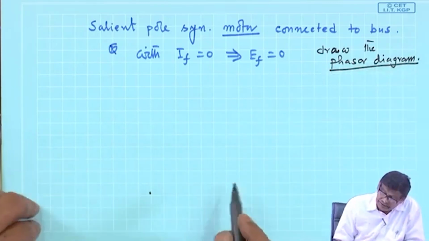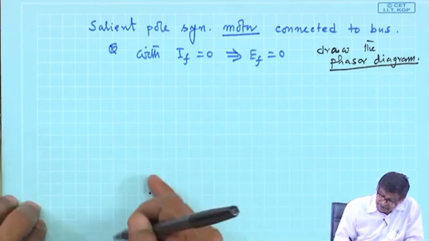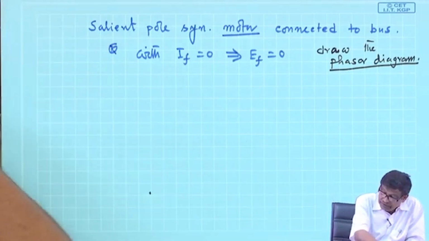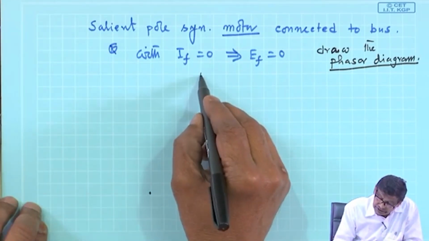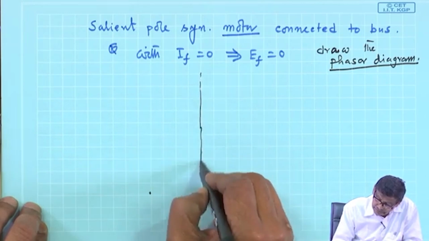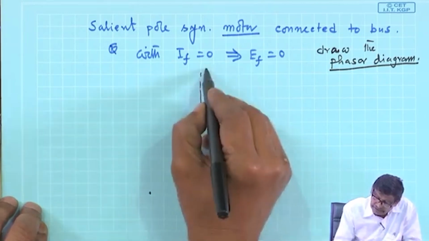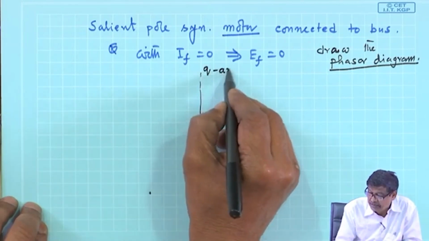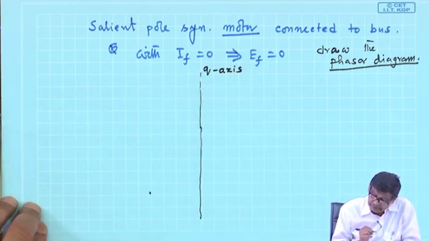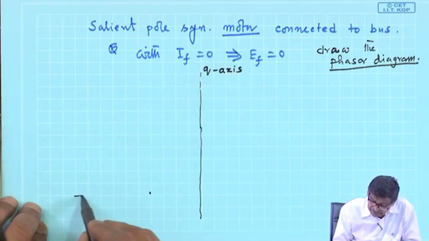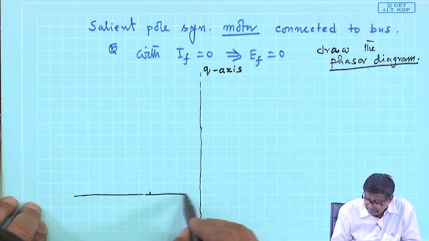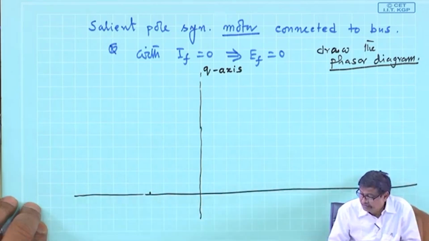So, once again I go by that rule. I first draw the q axis, that is I mark it as q axis, that is all. Then your d axis will be at right angles, draw it.